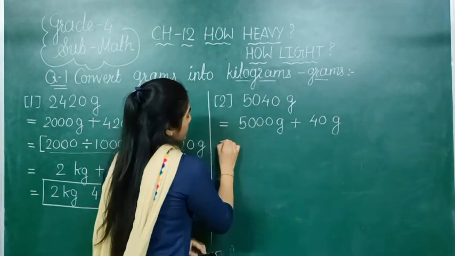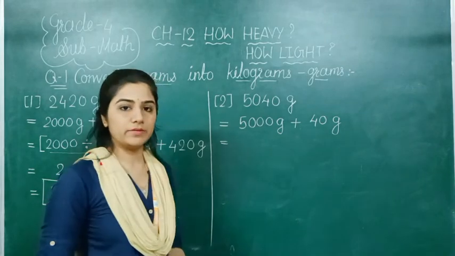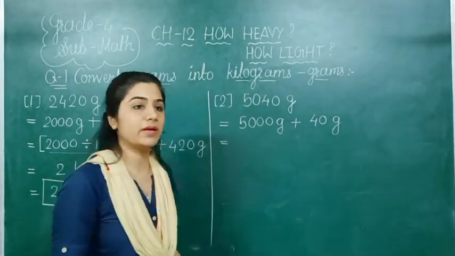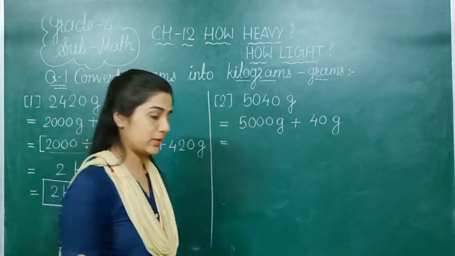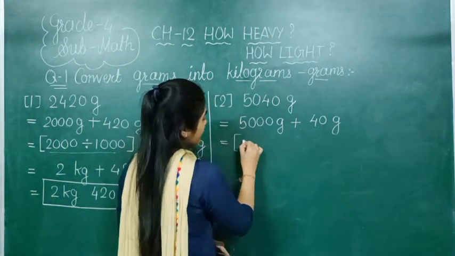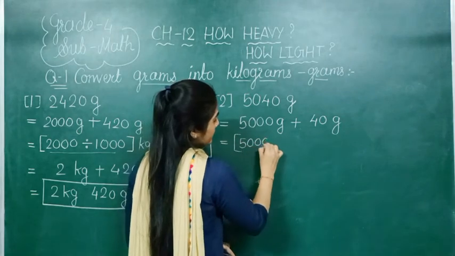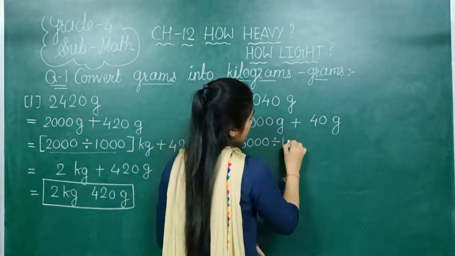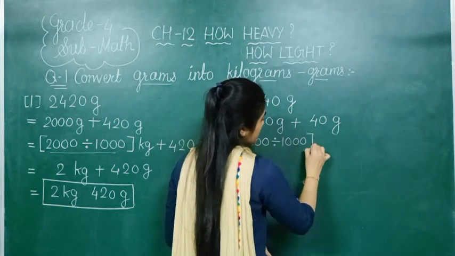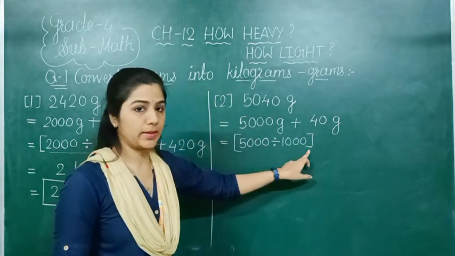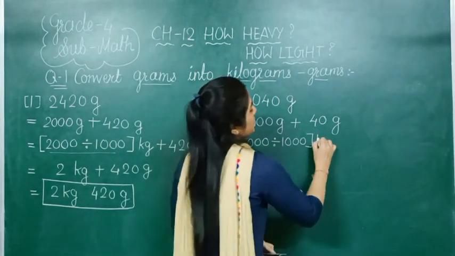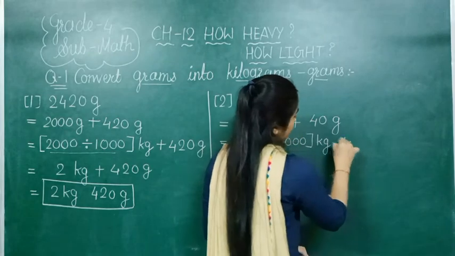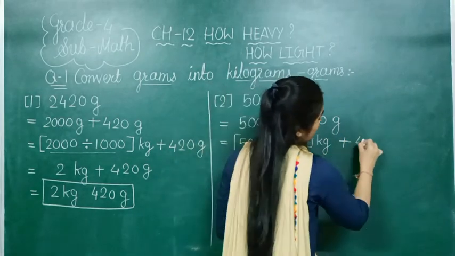Now this 5000 gram we will convert into kilogram. So for this step we will divide this 5000 with the help of 1000. So mention this 5000 in this bracket. Put the division sign and divide this 5000 with this 1000. After finishing this bracket, you will put kilogram instead of this gram. Put this plus sign and 40 gram will remain the same.